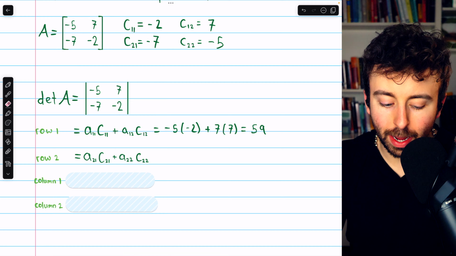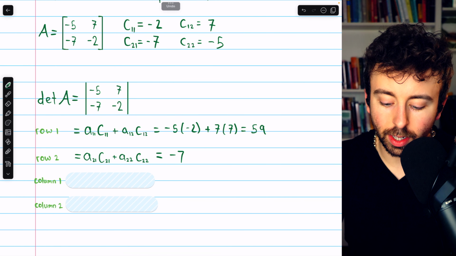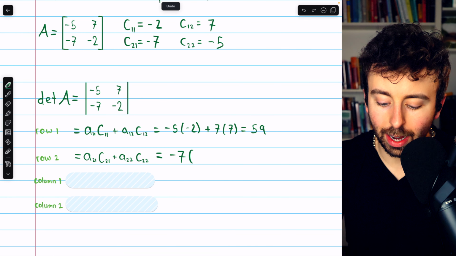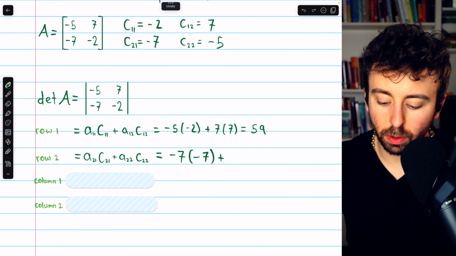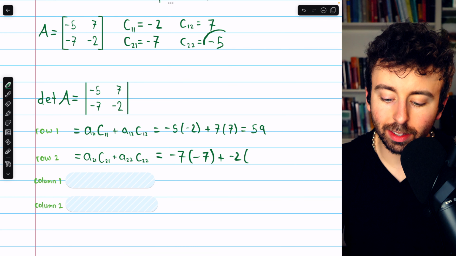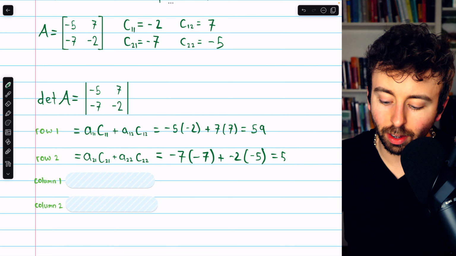Then the cofactor expansion along row 2: we take the first entry in row 2, which is -7, and multiply by its corresponding cofactor, which is also -7, and then add the second entry in row 2, which is -2, multiplied by its corresponding cofactor, which is -5. This is 49 plus 10, so 59.